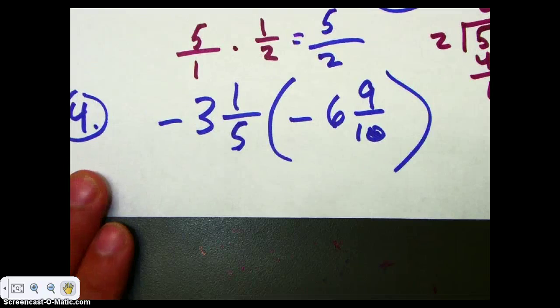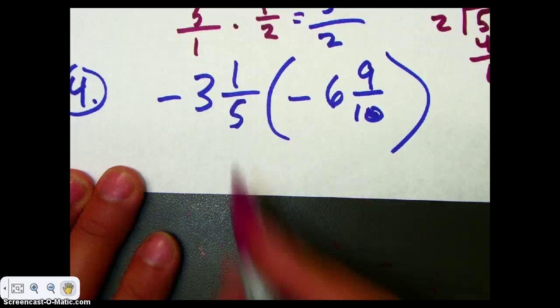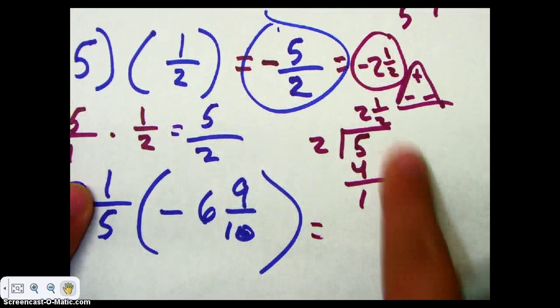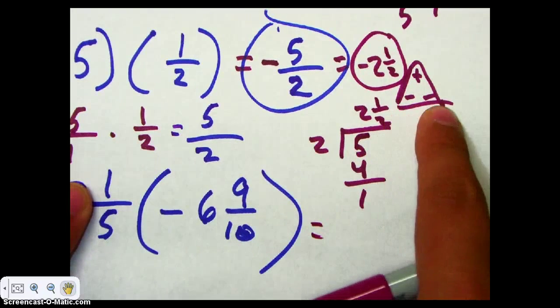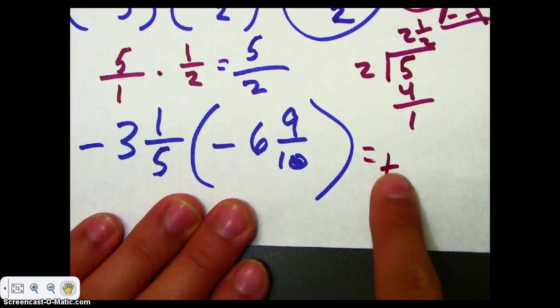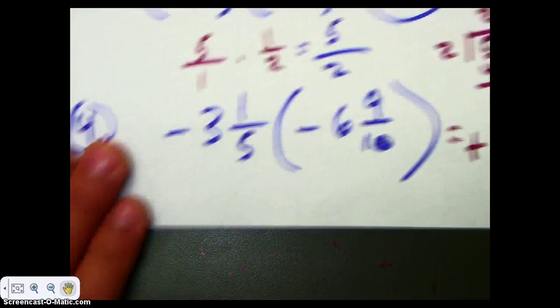Let's do the last one. I'm kind of running out of room. We'll see if this fits. First thing I'm going to do is check for my sign. So I see I have a negative and a negative. So going back to this triangle, negative times a negative is a positive. So I know I'm going to have a positive answer. And I'm going to go ahead and put that, even though you really don't have to put the positive, just so that I can show you and just so that I remember.